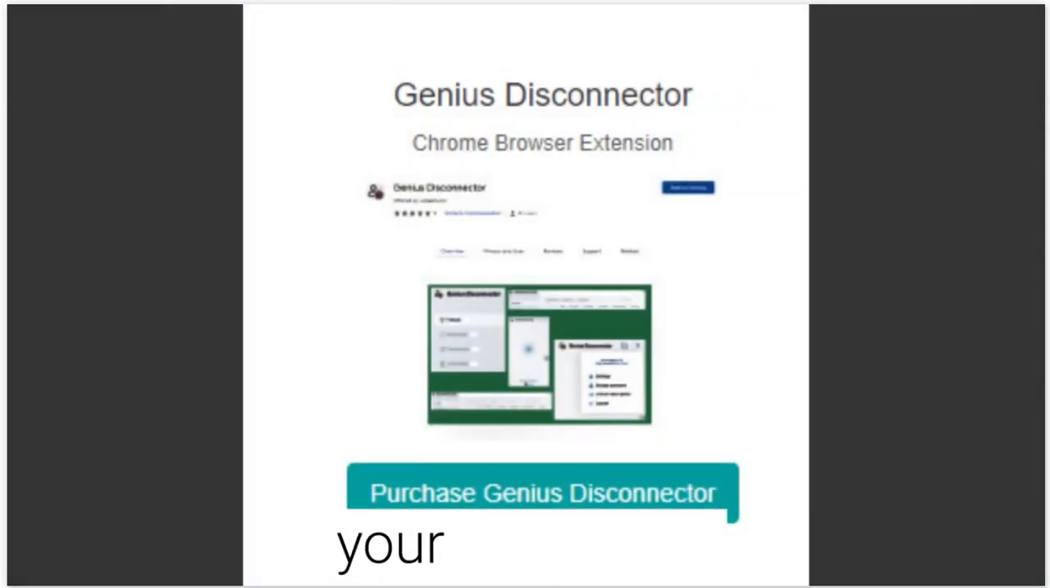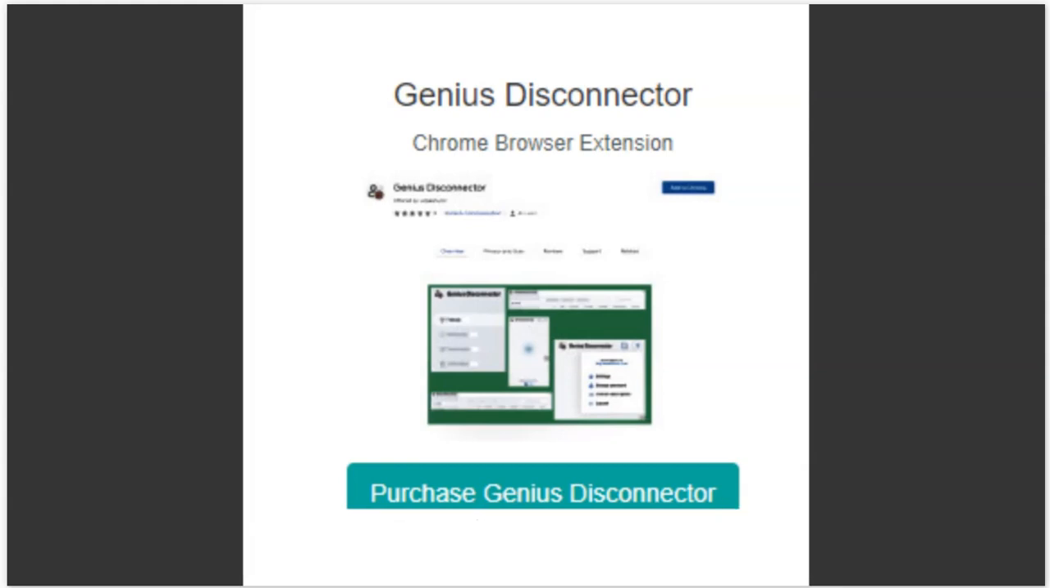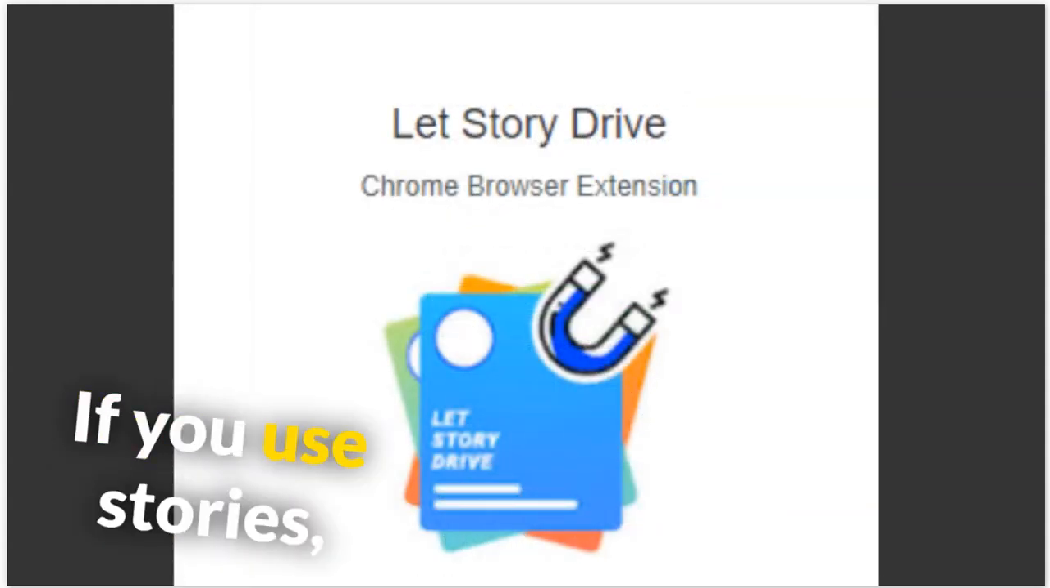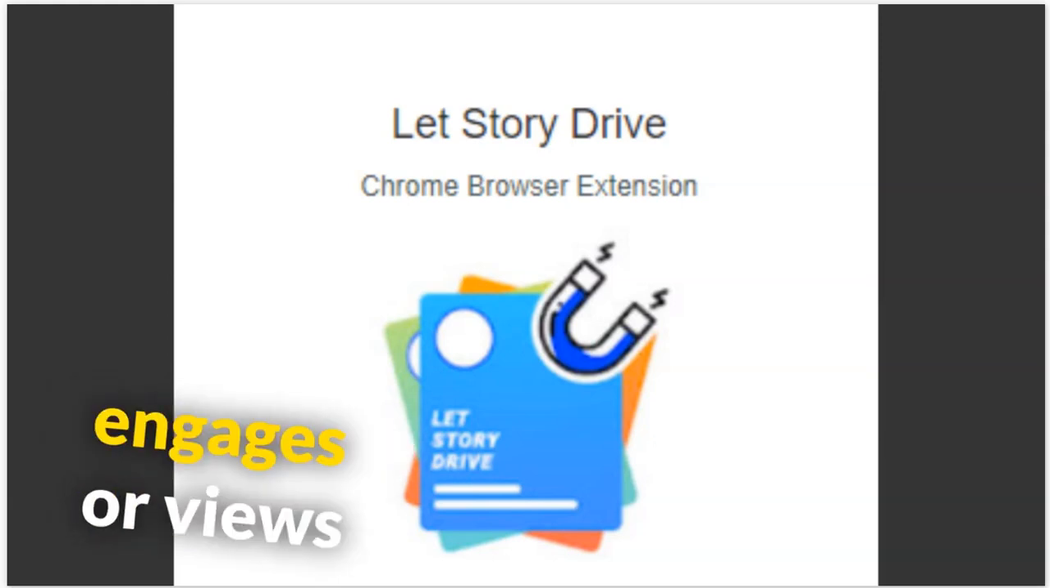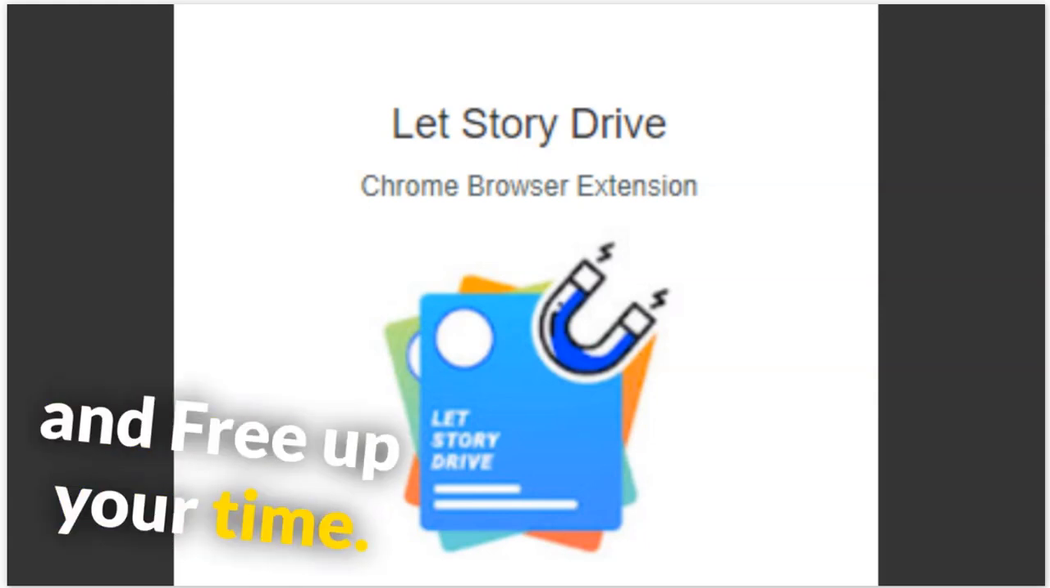Four, clean up your friends list. Using tools to connect with friends saves time. Plus, disconnect from those who are slowing your algorithm. Five, automate story reach outs. If you use stories, you can automate reaching out to anyone that votes on a poll, engages, or views the story. Customize messages and free up your time.